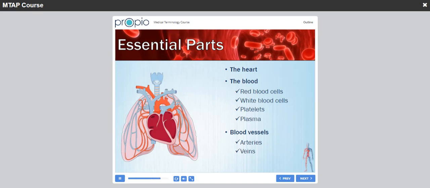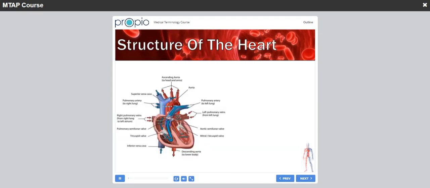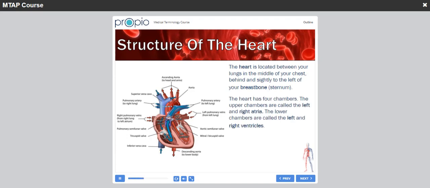Let's talk about the anatomy of the heart now. The heart is located between your lungs, in the middle of your chest, behind and slightly to the left of your breastbone or sternum. The heart has 4 chambers. The upper chambers are called the left and right atria. The lower chambers are called the left and right ventricles. You can see them in the picture.